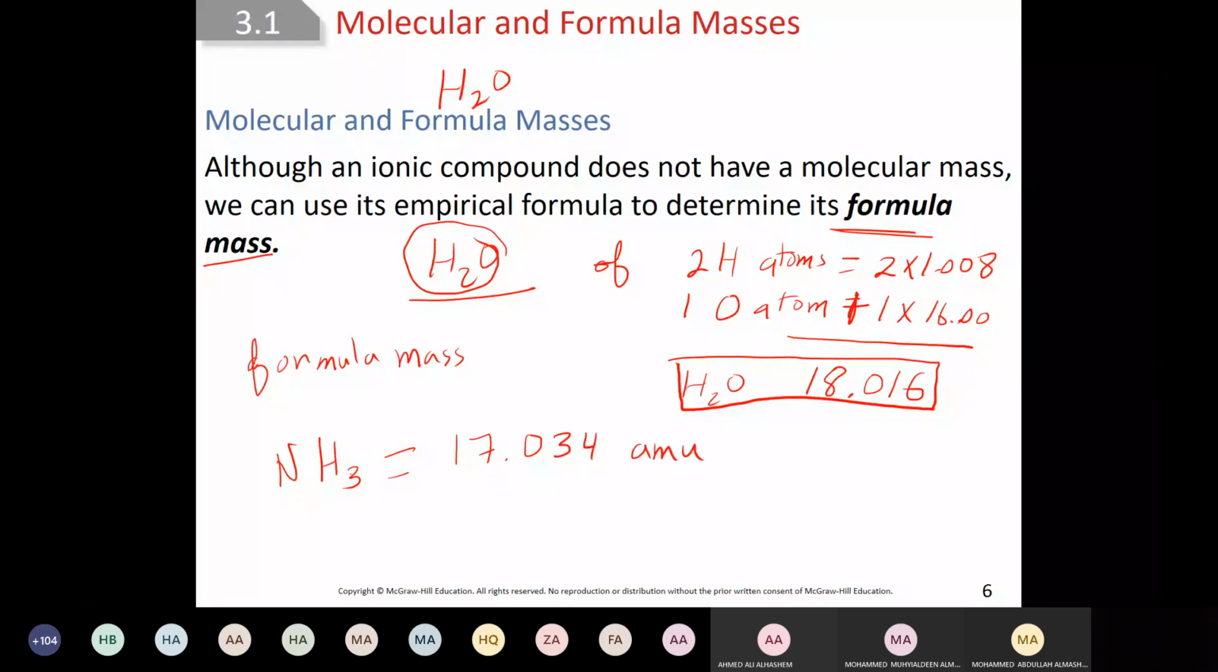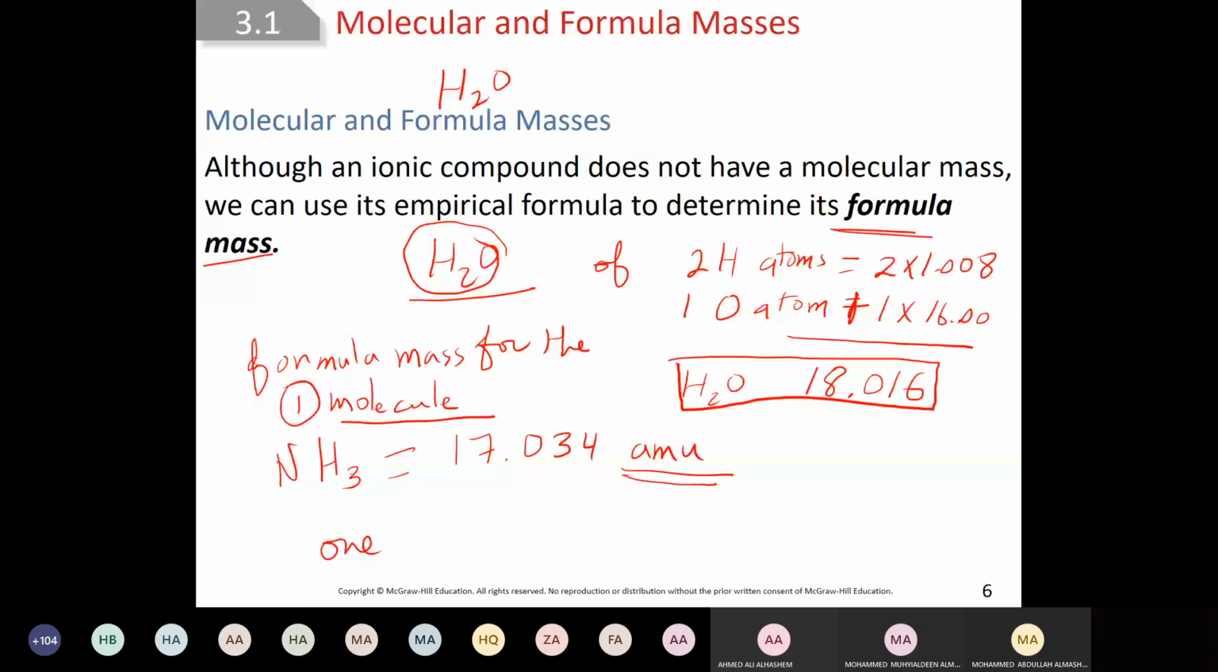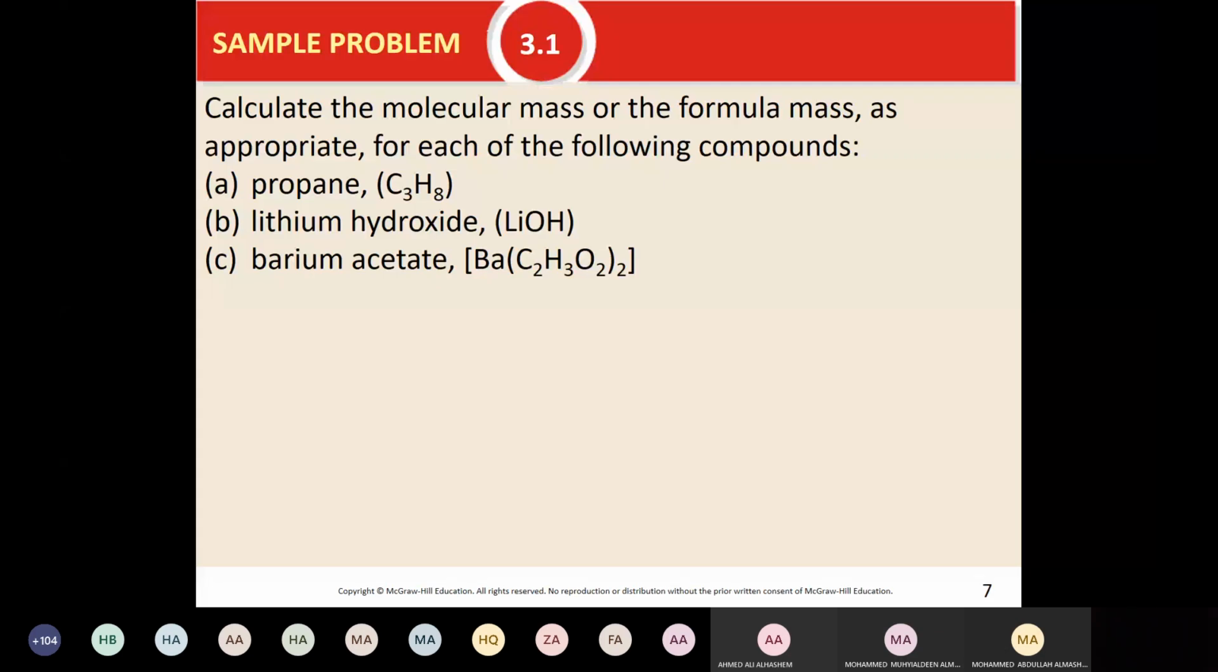17.034 AMU. Exactly. I want to stress also that the unit that we're using here is AMU. Very important. Why? Because I'm saying what's the formula mass for the molecule. It's for one molecule only, one water molecule, one molecule of water or NH3 or whatever. Okay, good. Keep this in mind.